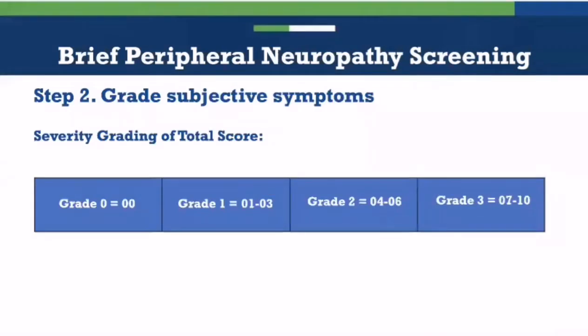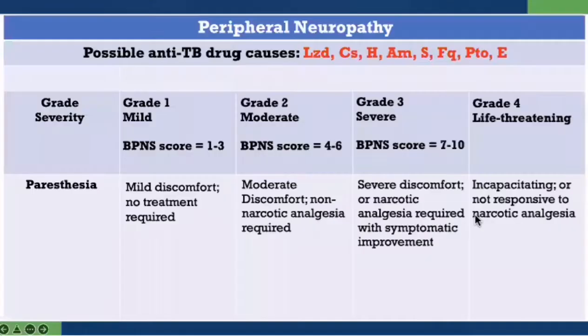Step 2, you have to grade the subjective symptoms. If it's between 1 to 3, that's grade 1. If it's 4 to 6, that's grade 2. And if it's 7 to 10, that's grade 3. So if you have a BPNS score of 7 to 10, that will be considered as grade 3 severe. So what you are going to do is give a narcotic analgesia to improve symptoms.